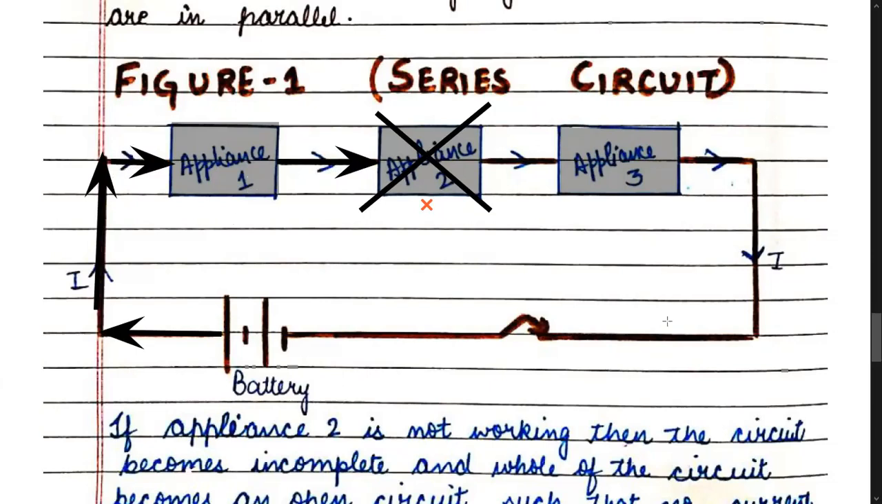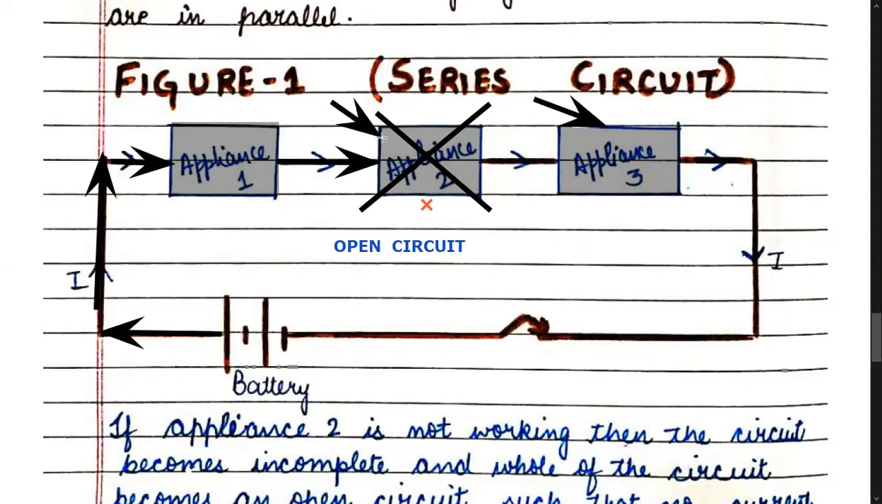So if the current is not reaching back to the negative terminal, it means that the circuit is an open circuit. Why open? Because it is an incomplete circuit. So in that case, no appliance will work. Appliance 3 is not getting current.